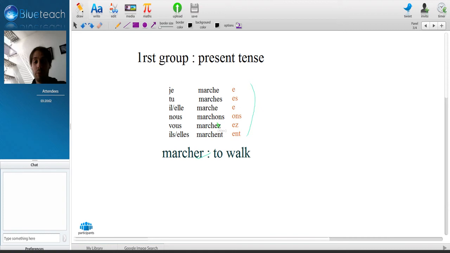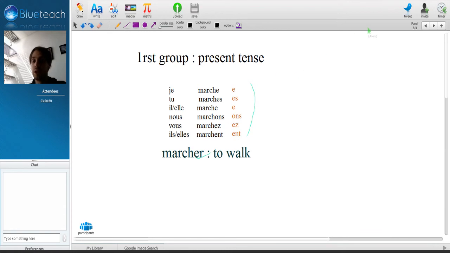Then vous marchez. E-Z in French is pronounced E. So it's vous marchez, pronounced exactly the same way as the infinitive. And then ils, elles marchent. E-N-T, but it's just pronounced E. So the N and T are not pronounced at all. So now you know how to conjugate any verb from the first group, so basically any verb that ends by ER. All you have to do is remove ER and replace it by those endings.